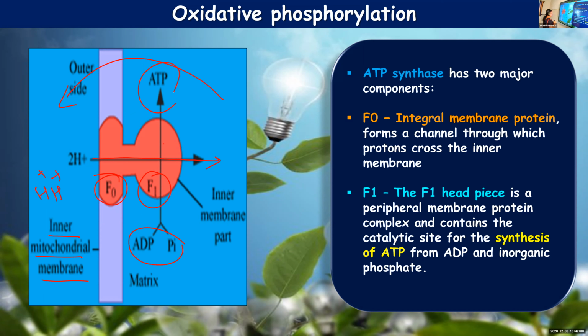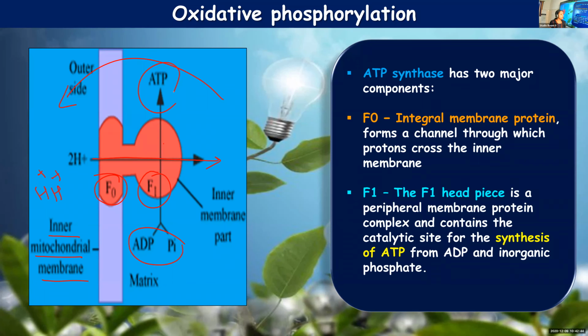If you are asked to differentiate between F0 and F1, both are parts of ATP synthase. F0 is an integral membrane protein, which is embedded within the membrane, whereas F1 is a peripheral membrane protein, projecting from the surface of the membrane. And what is the significance of F0? They act as a channel. Through this channel, protons will be transferred from the intermembrane space to the matrix, to break the proton gradient, or the electrochemical gradient.